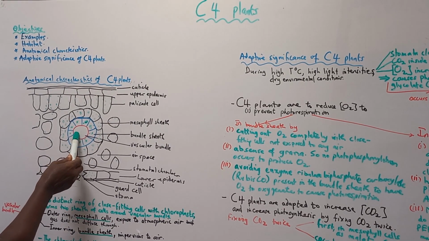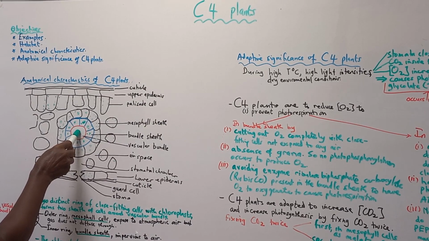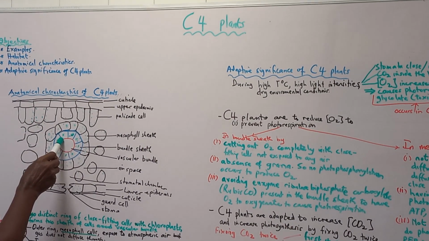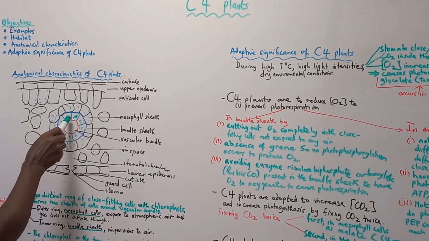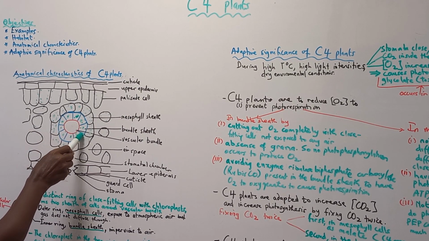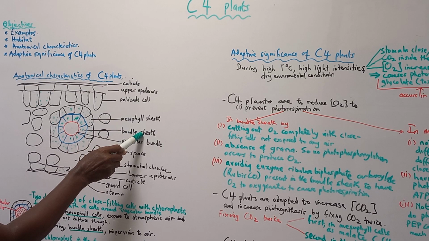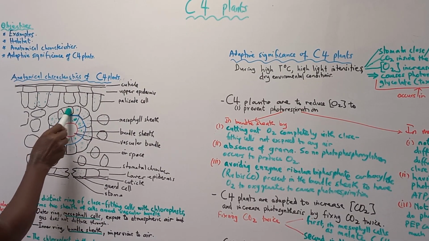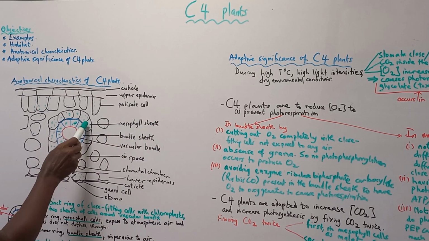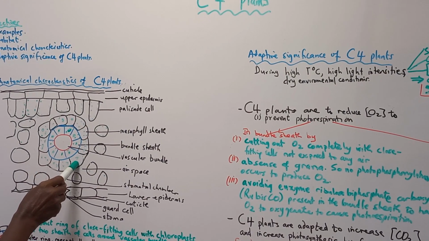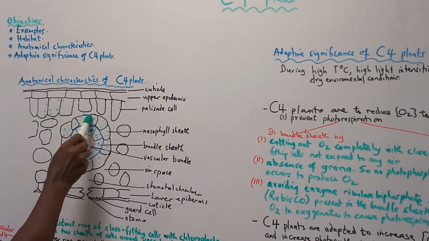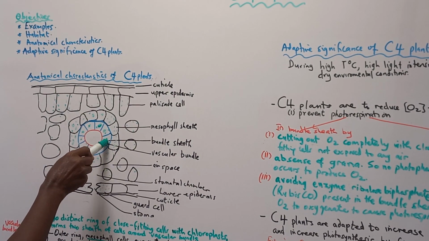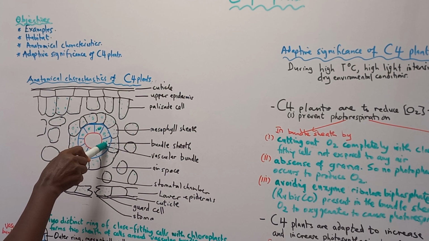So this is what I've drawn here. This is a vascular bundle. You have these close-fitting cells around the vascular bundle, and these close-fitting cells are called the bundle sheath, and you have an outer layer of close-fitting cells which are mesophyll cells, and they form a kind of sheath. So you have an outer ring of close-fitting cells and an inner ring of close-fitting cells.